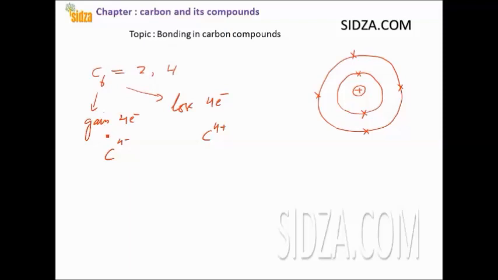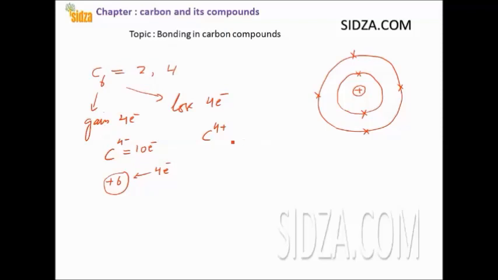Carbon cannot gain 4 electrons because carbon has 6 protons inside the nucleus. It cannot hold 4 extra negative electrons. So a nucleus with only 6 protons cannot have 6 plus 4, so a total of 10 electrons. That means it has 4 extra electrons, and that is not possible.